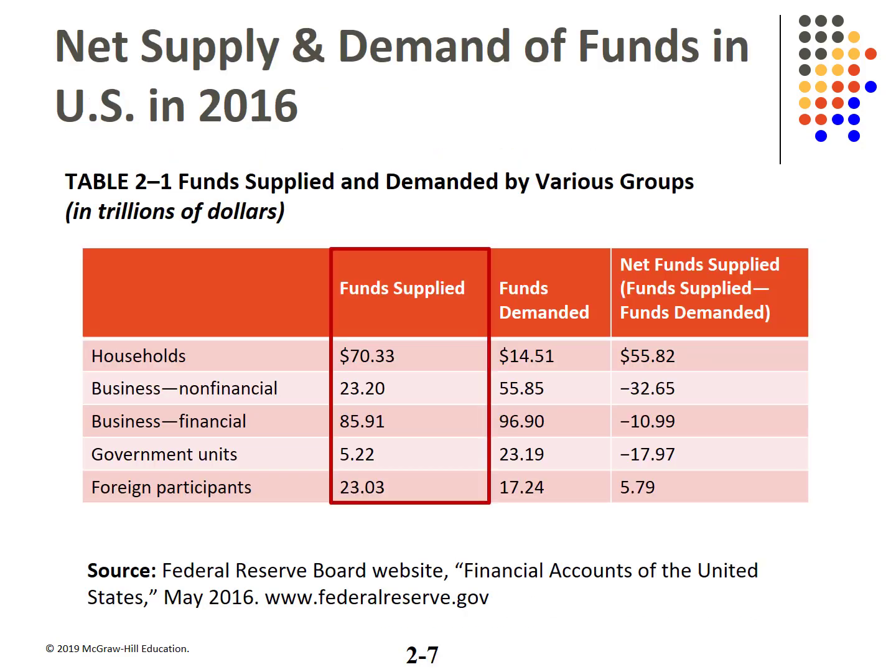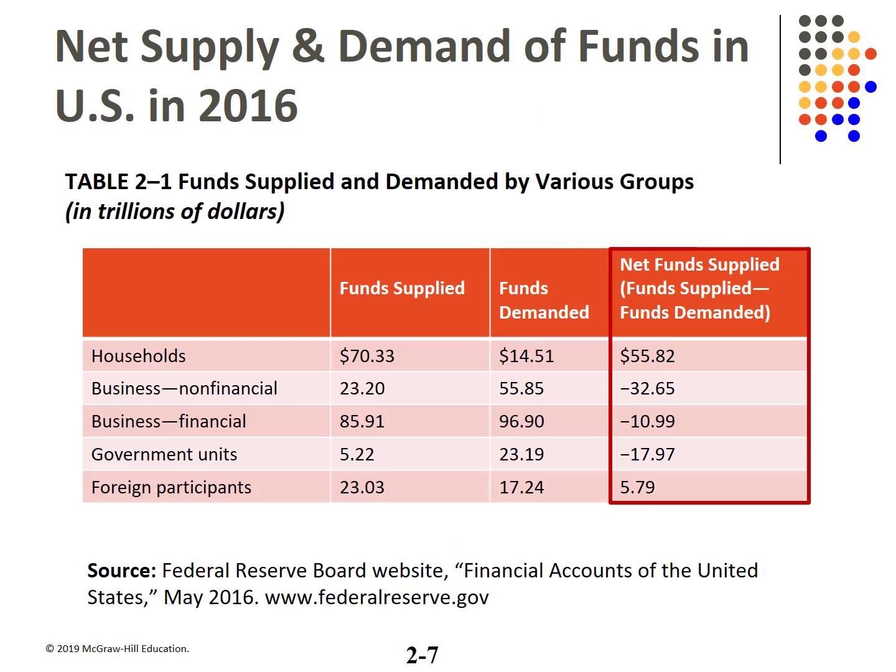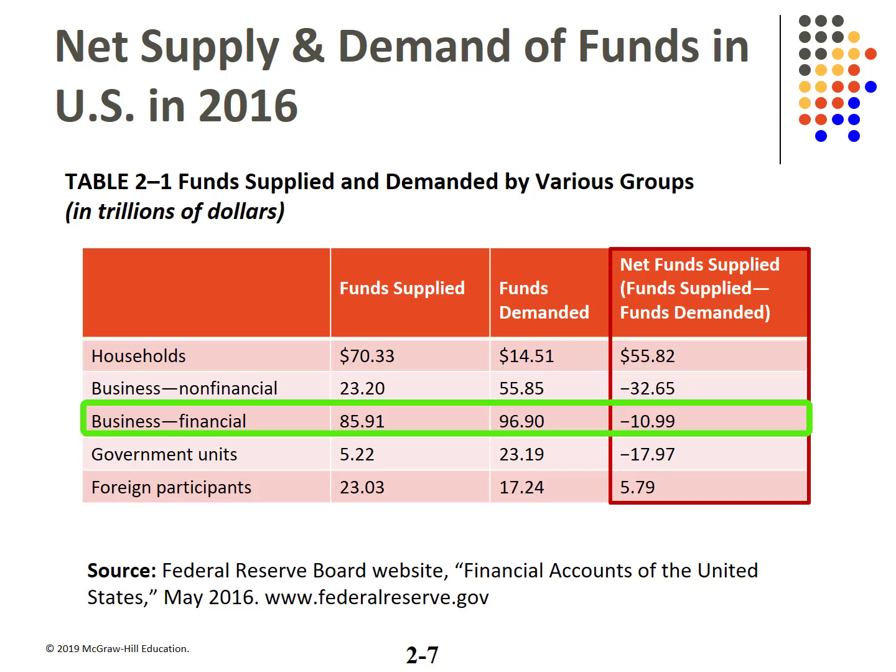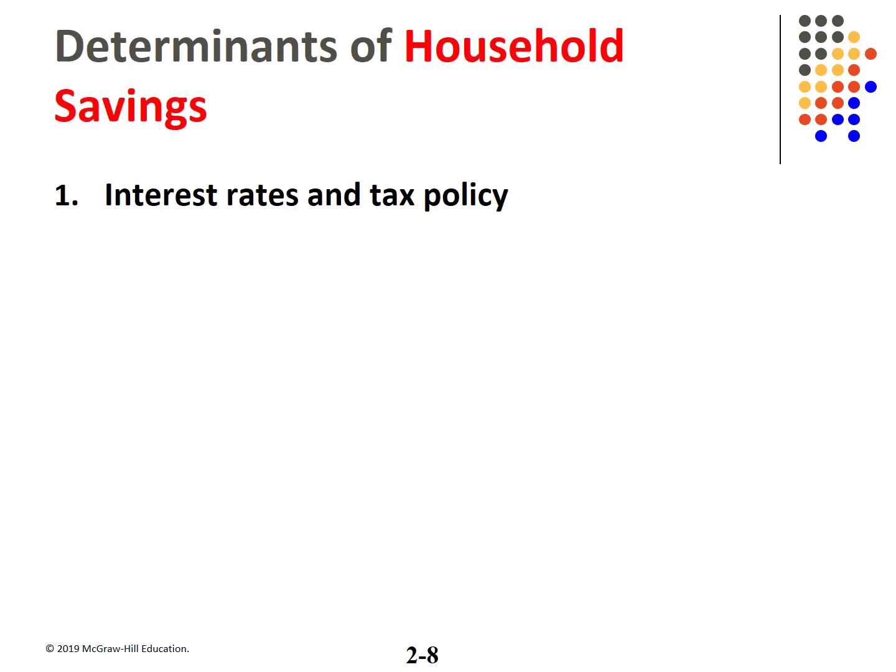Funds supplied, funds demanded, net funds supplied minus demanded. A negative number in the last column represents a net demand for funds. The household consumer sector is one of the largest suppliers of loanable funds, while financial businesses demanded the most funds. Households, us, we're the primary source of funds.